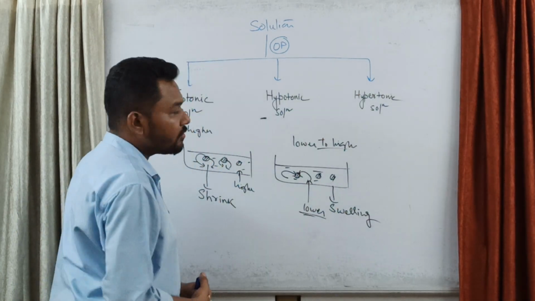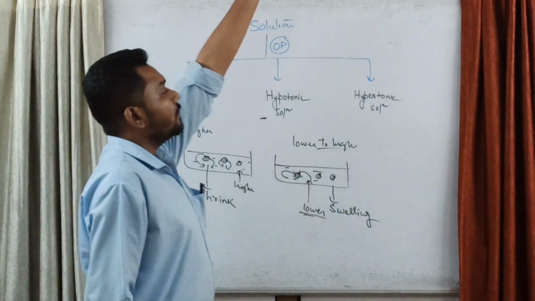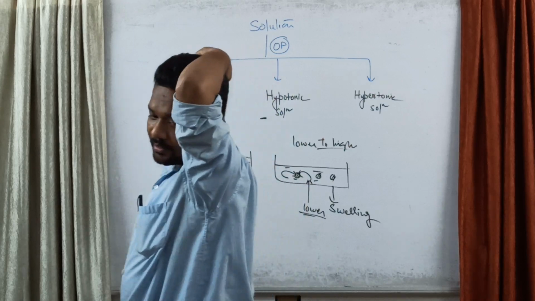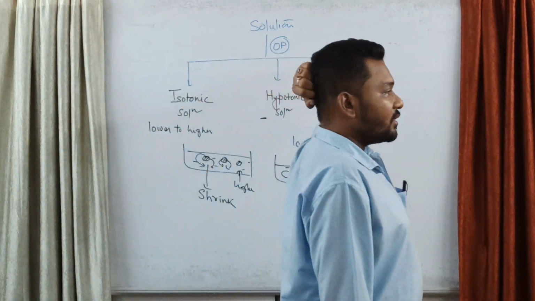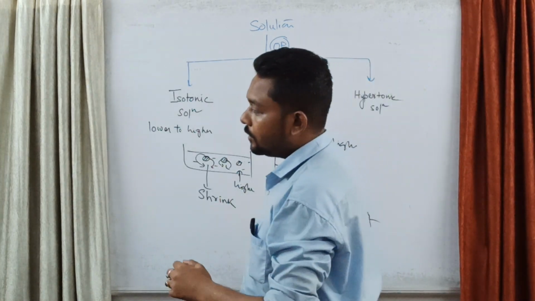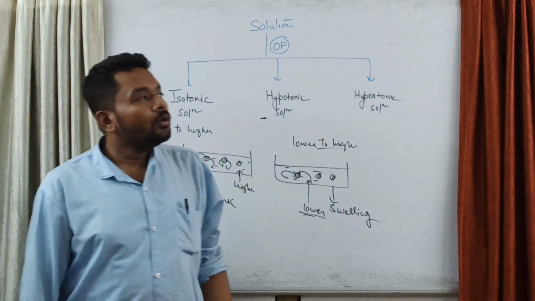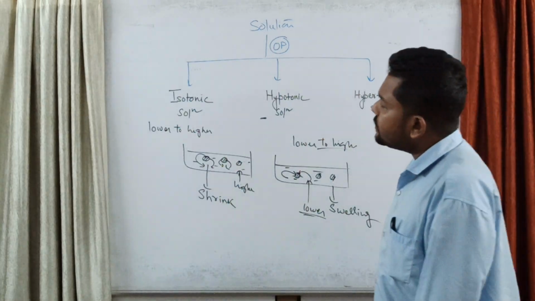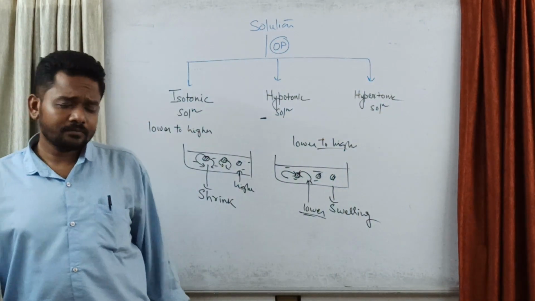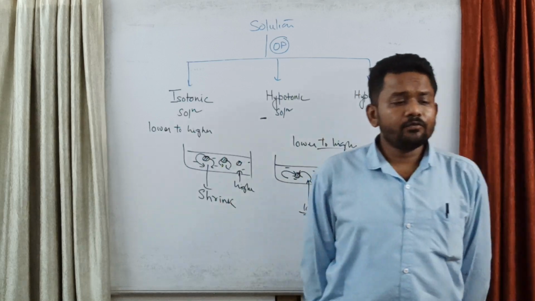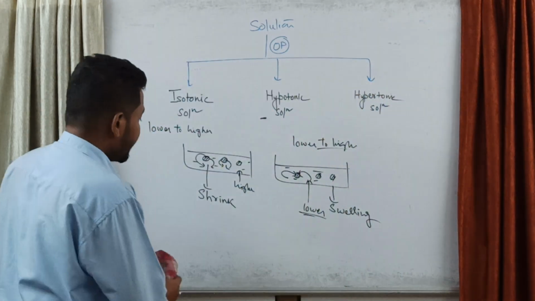So based on that, a question came: what happens when blood cells are kept in number one, 1.2% NaCl solution, and number two, 0.4% NaCl solution? Just try to think.